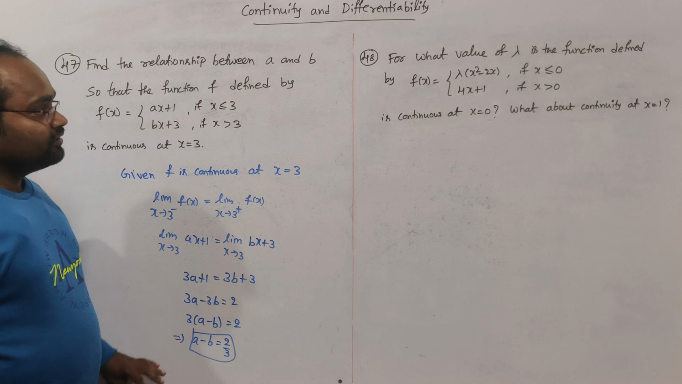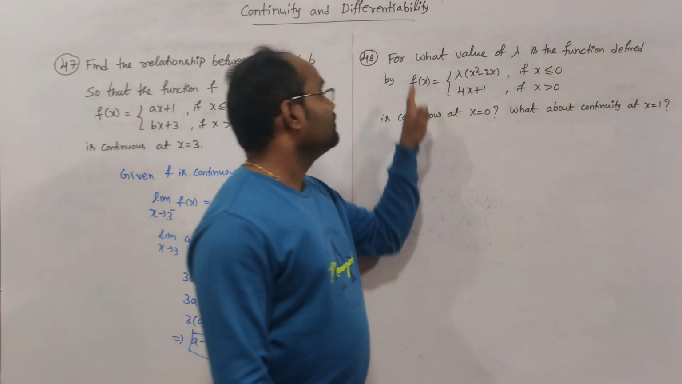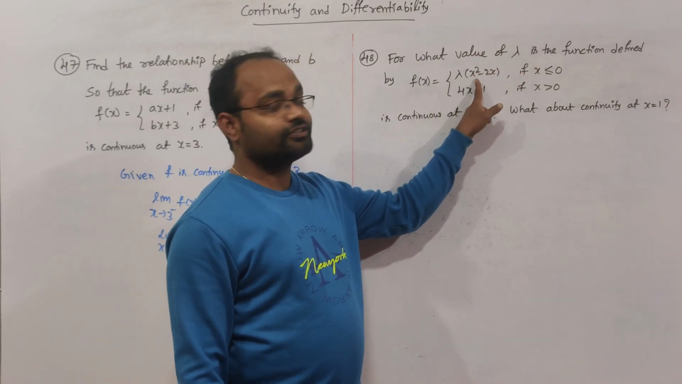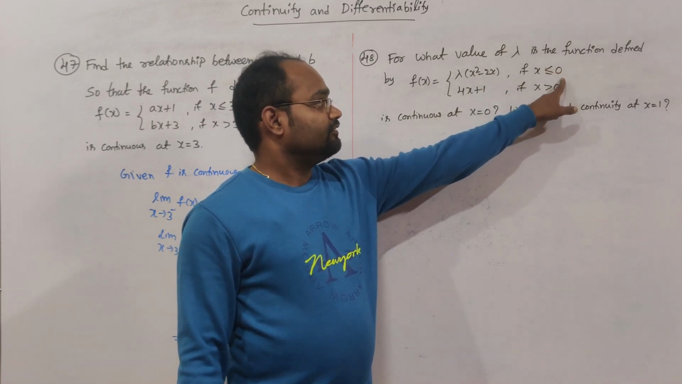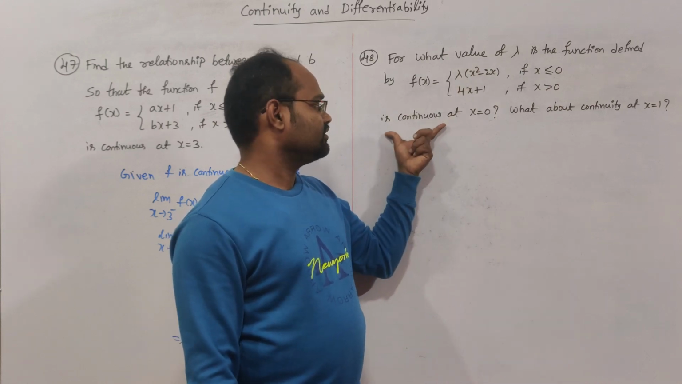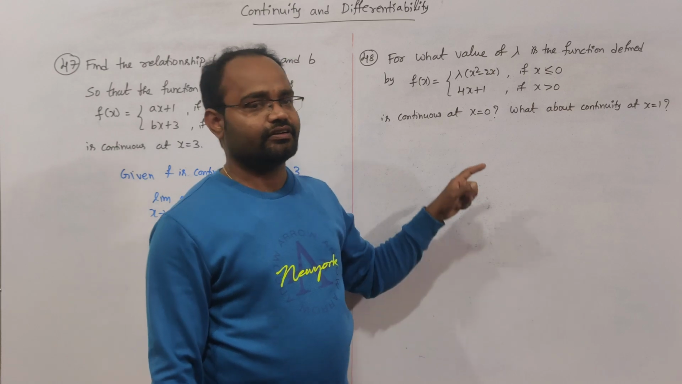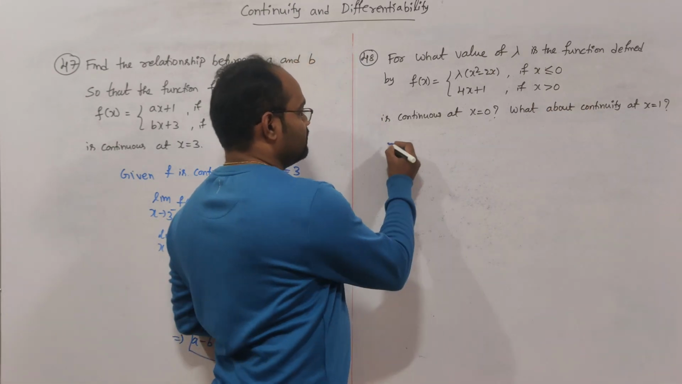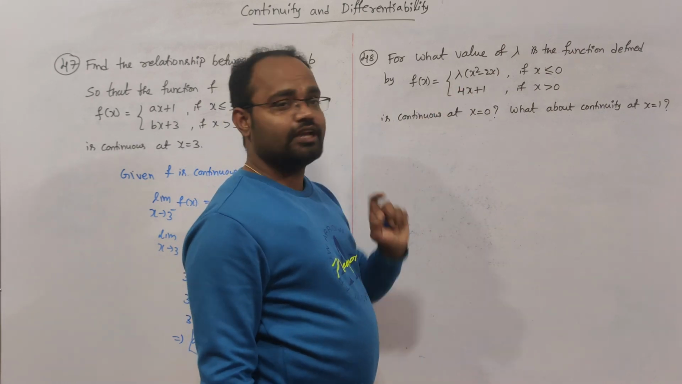Right? So in the same way, let us consider one more question. For what value of lambda is the function defined by f of x is equal to lambda into x square minus 2x if x less than or equal to 0, 4x plus 1 if x greater than 0, continuous at x equal to 0, and what about the continuity at x equal to 1? Now suppose it is continuous at x equal to 0, we have to find what is lambda.